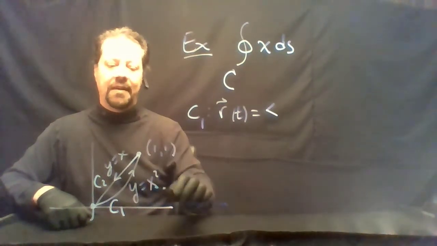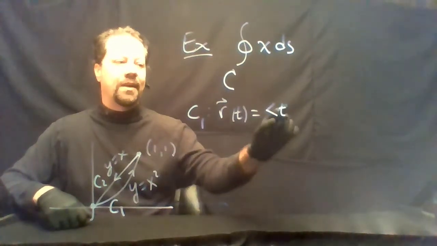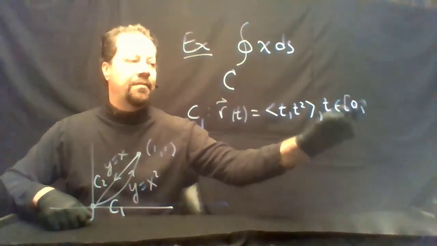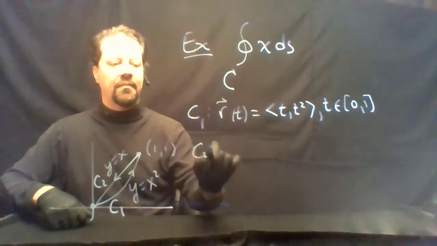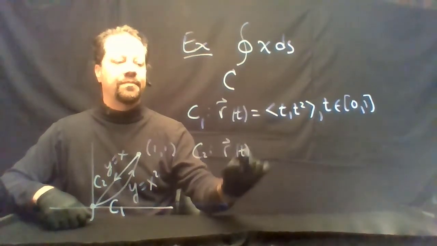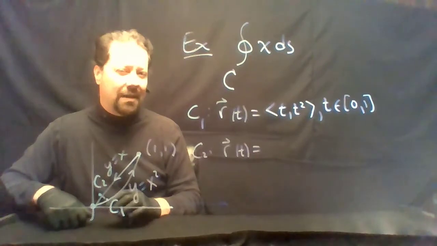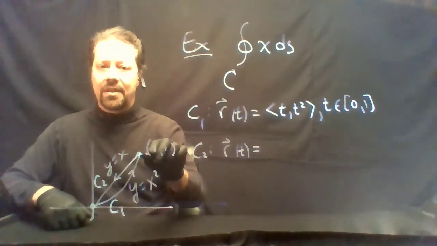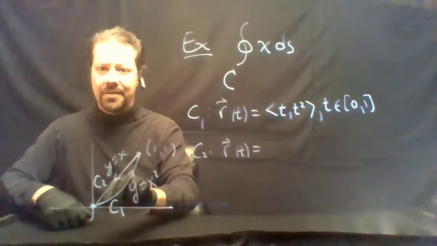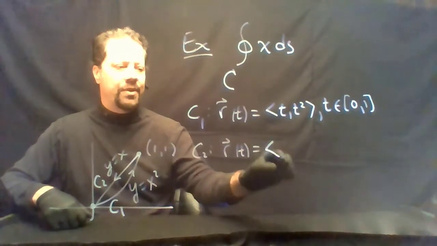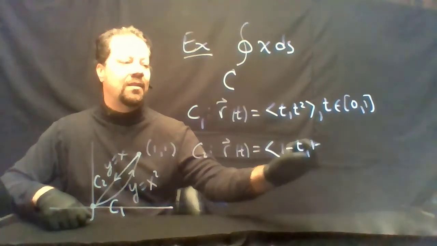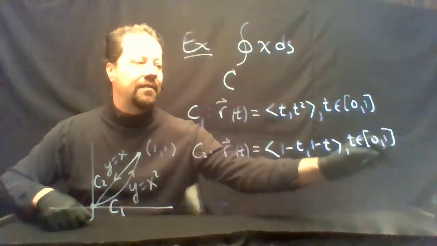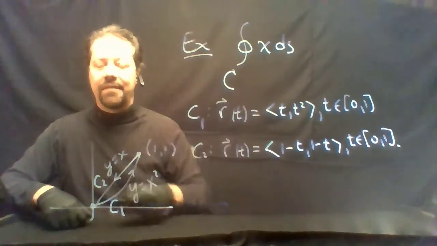That will be the curve where x is t, y is t squared, and t runs from 0 to 1. On curve 2, we can parameterize this two different ways. Technically, the curve starts at 1, 1 and ends at 0, 0. We should write 1 minus t, where t runs from 0 to 1. That would be a parameterization of this curve.